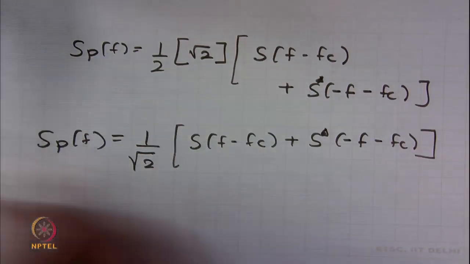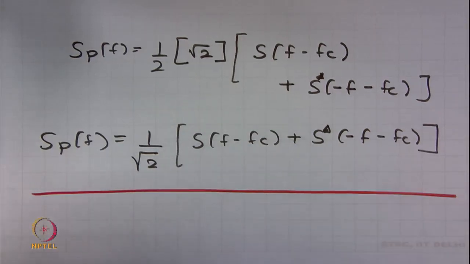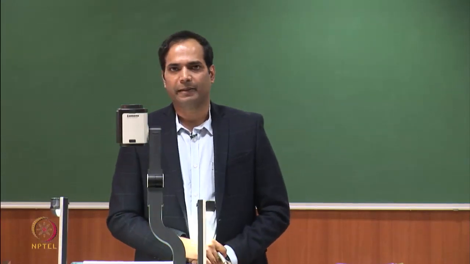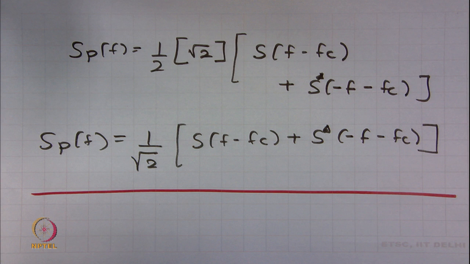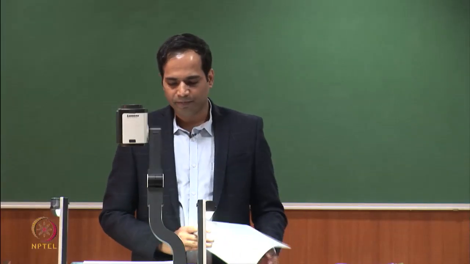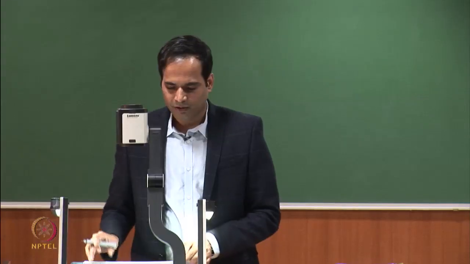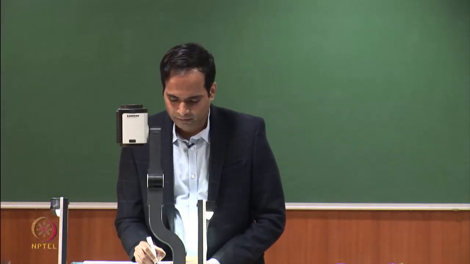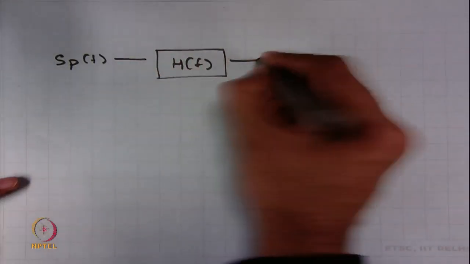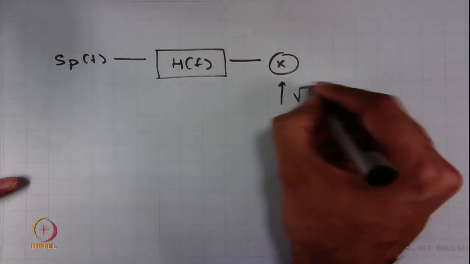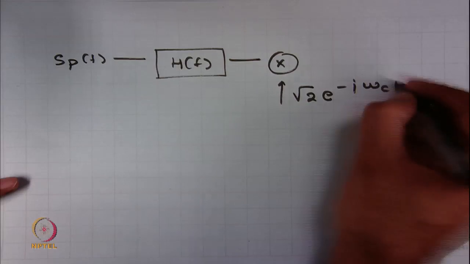So, this relationship establishes the link between the spectrum of the passband signal and the spectrum of the complex baseband signal. Let us now try to do things the other way: how can we obtain the spectrum of the complex baseband signal from the spectrum of the passband signal? I would use this picture that we have: sp(t), we pass it through the Hilbert filter, and then I multiply this with root 2 e to the power minus j omega c t, and I get s(t).